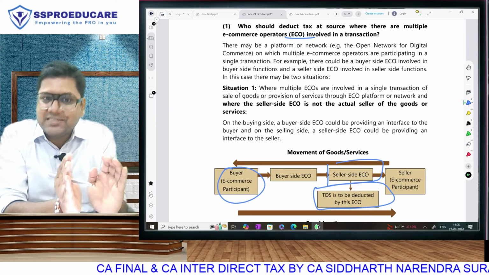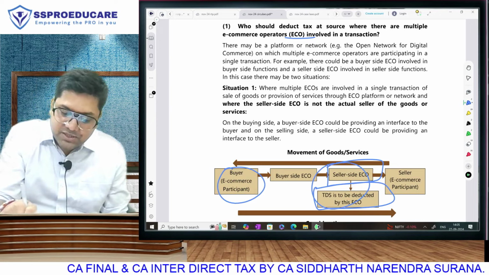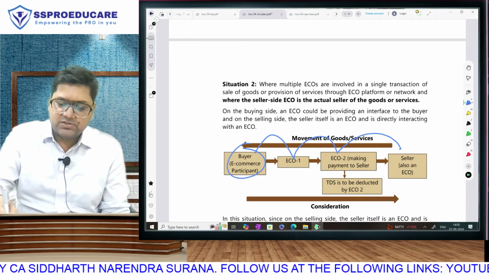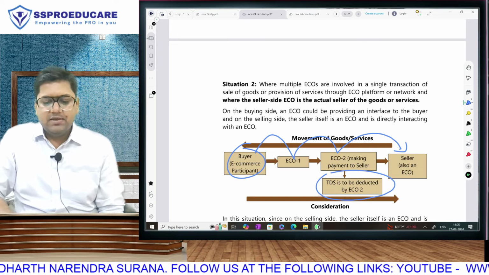TDS we have to deduct on the seller. Who is making payment to the seller? This organization is going to be deducting. This is a case where multiple e-commerce platforms are involved. Then the seller side ECO is going to be deducting. So the second situation is also clarifying the same thing, that there is a buyer, there is a first e-commerce operator, there is a second e-commerce operator, and this organization is going to make payment to the seller. TDS is going to be deducted by this one.